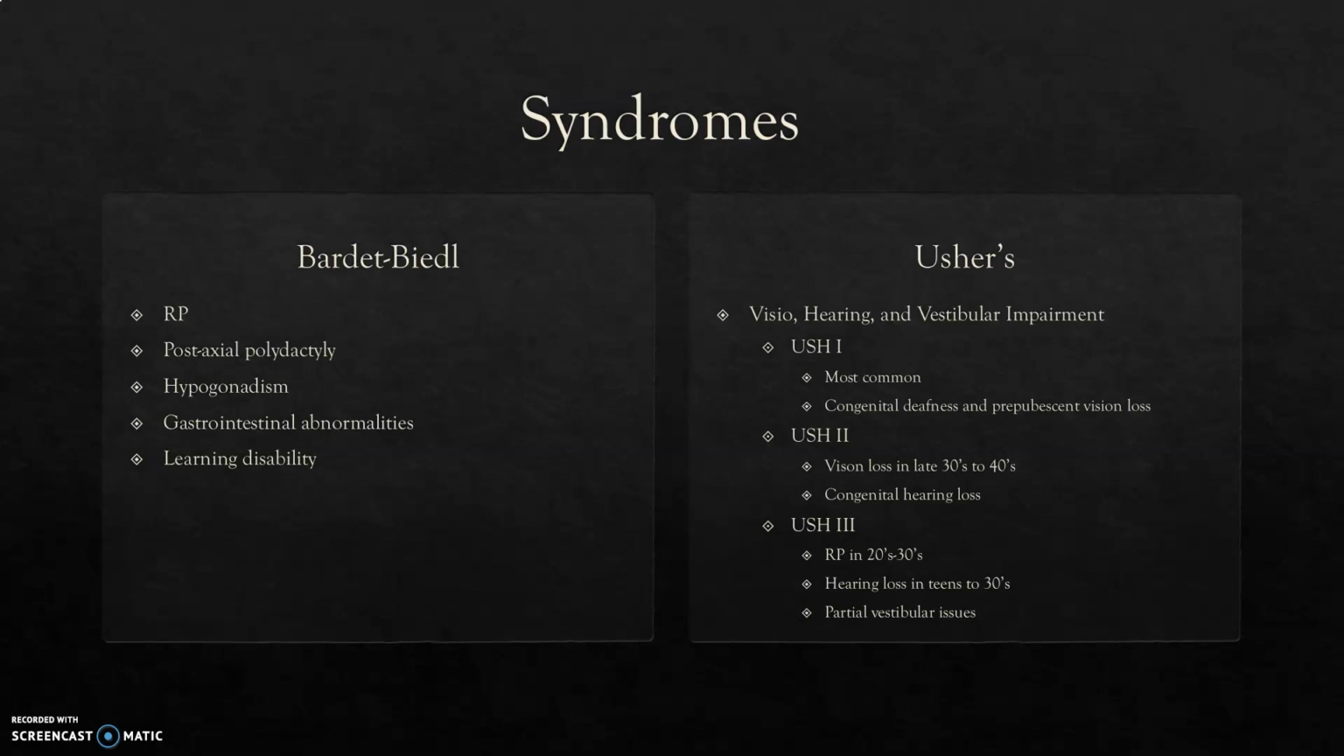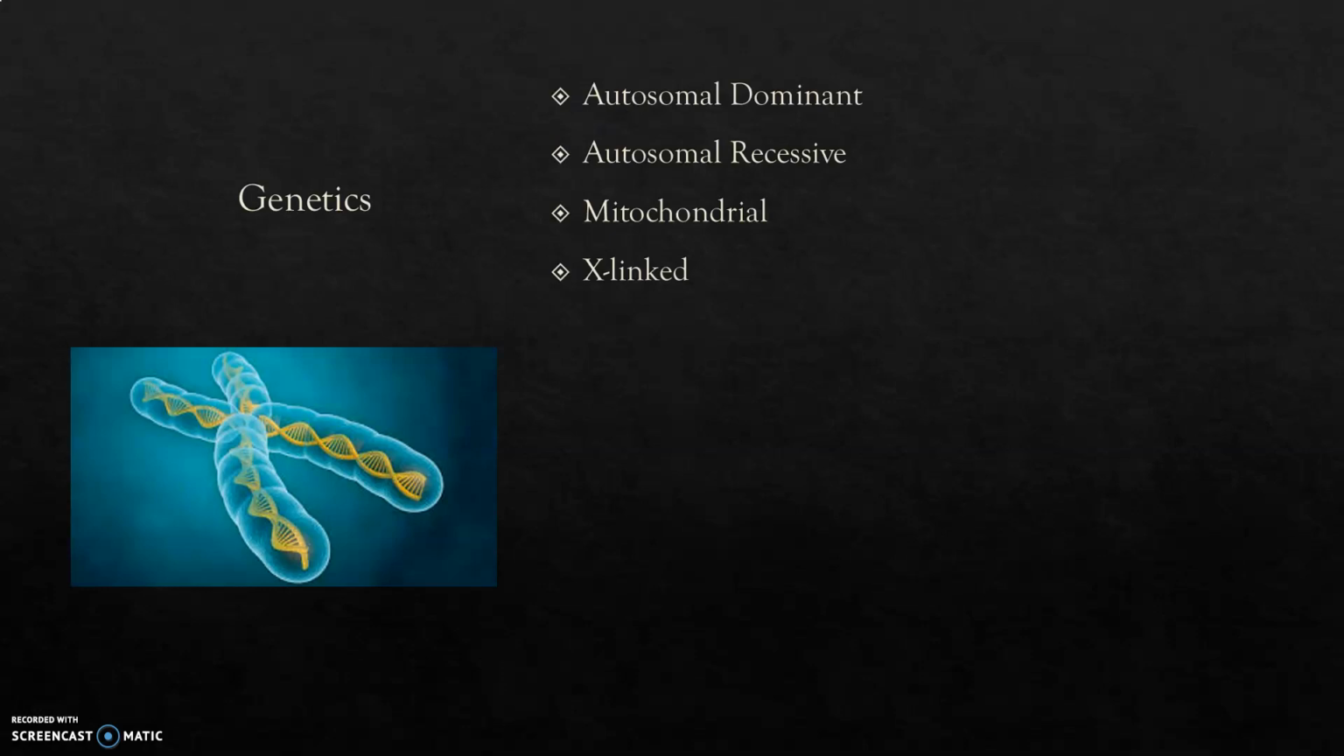There's also USH3. RP symptoms occur in the 20s to 30s. Hearing loss occurs in the late teens to 30s, and partial vestibular issues occur throughout life. There are 4 ways that one can get RP through genetics. Autosomal dominant, where there's a normal gene and a mutated gene, and the mutated gene overpowers the non-mutated gene, and that shows and progresses out the disease. You get autosomal recessive, where both genes are mutated, and therefore it shows and the disease progresses.